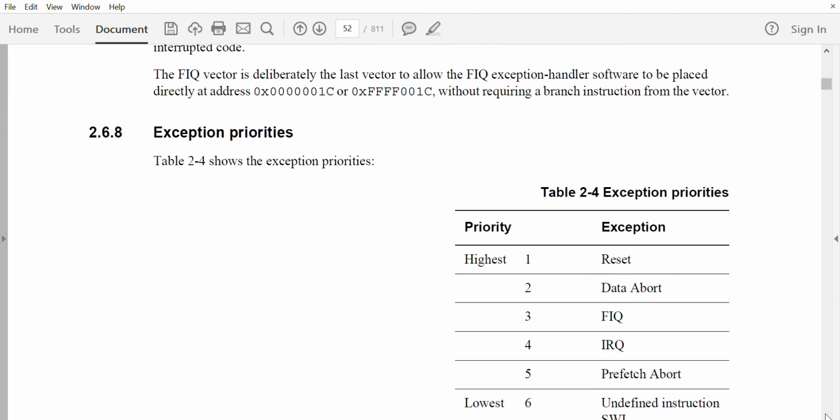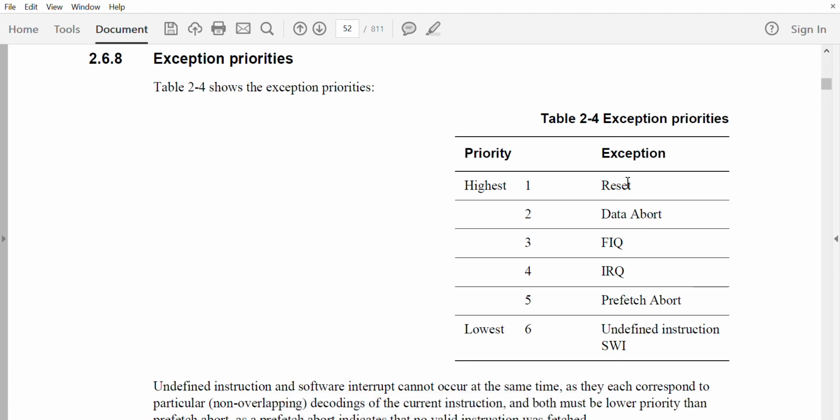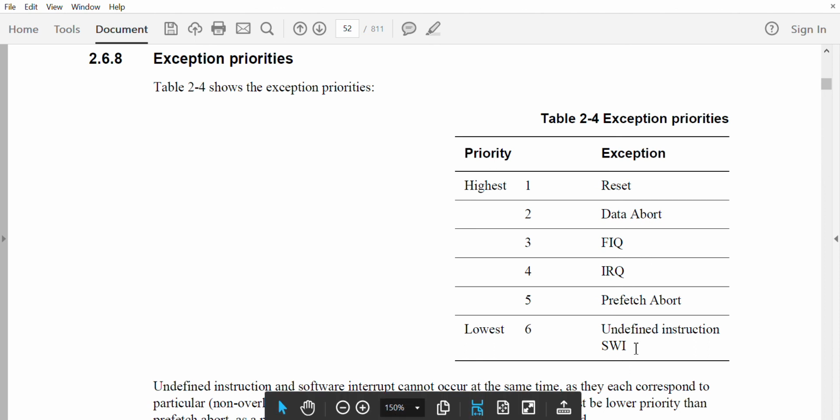So these are the priorities of the exceptions. The highest priority is for reset, then the data abort, then the FIQ, IRQ, prefetch abort, and last is the undefined instruction or the software interrupt. These two have the same priority. So this is the priority list.